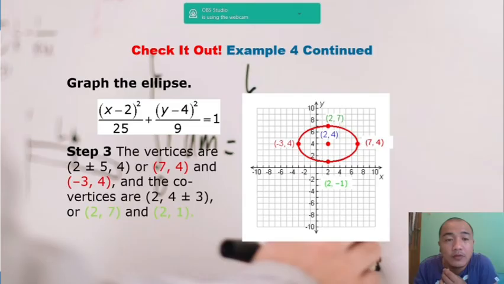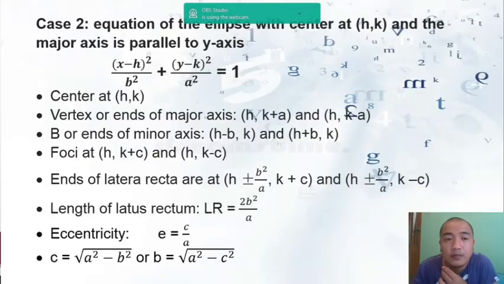I think we are now ready to proceed to case 2. Case 2 is the equation of the ellipse with center at (h, k) and the major axis is parallel to the y-axis. So, meaning to say, the major axis is vertical. Okay? And the equation is (x minus h) squared over b squared plus (y minus k) squared over a squared equals 1.